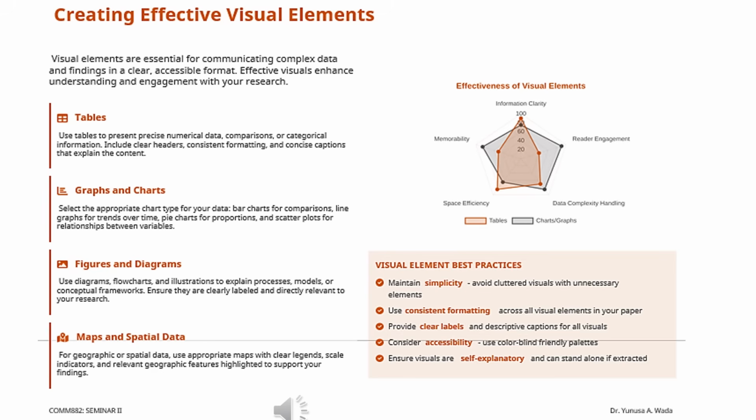And also remember that a good visual can convey more information than pages of text. So there's need to be consistent when it comes to using the appropriate visual. And as much as possible, you try to maintain simplicity, avoid cluttering visuals with unnecessary elements, use consistent formatting across all visual elements in your paper, and try to provide clear labels and descriptive captions for all visuals.